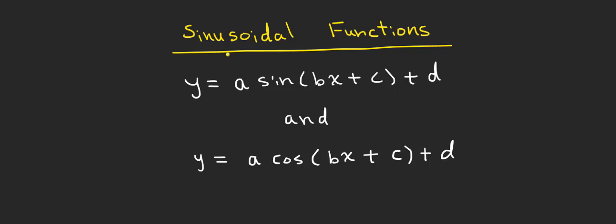We'll be talking about sinusoidal functions. Sinusoidal functions are functions that look like these two. And depending on what A, B, C, and D are, it will transform the graphs. And we'll look at each one of these four values and see how it changes the graph of sine and cosine.